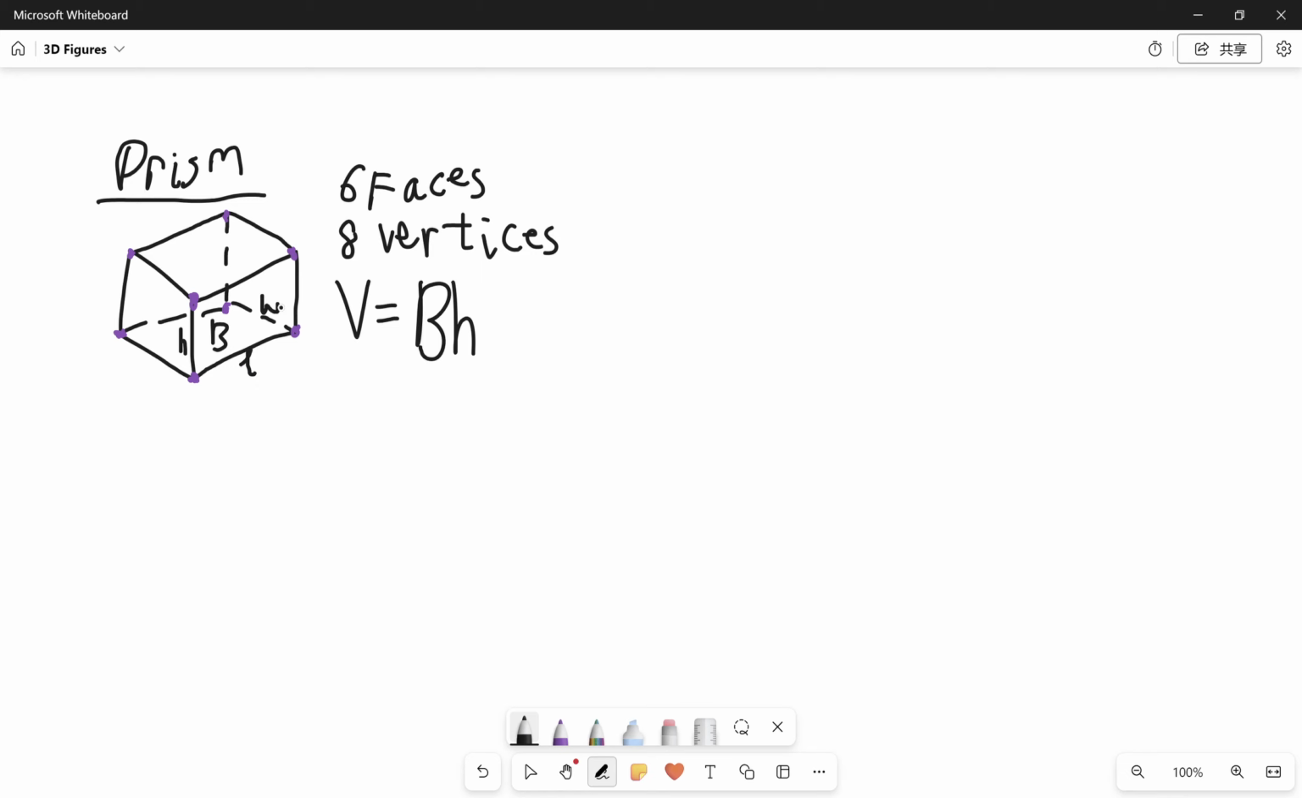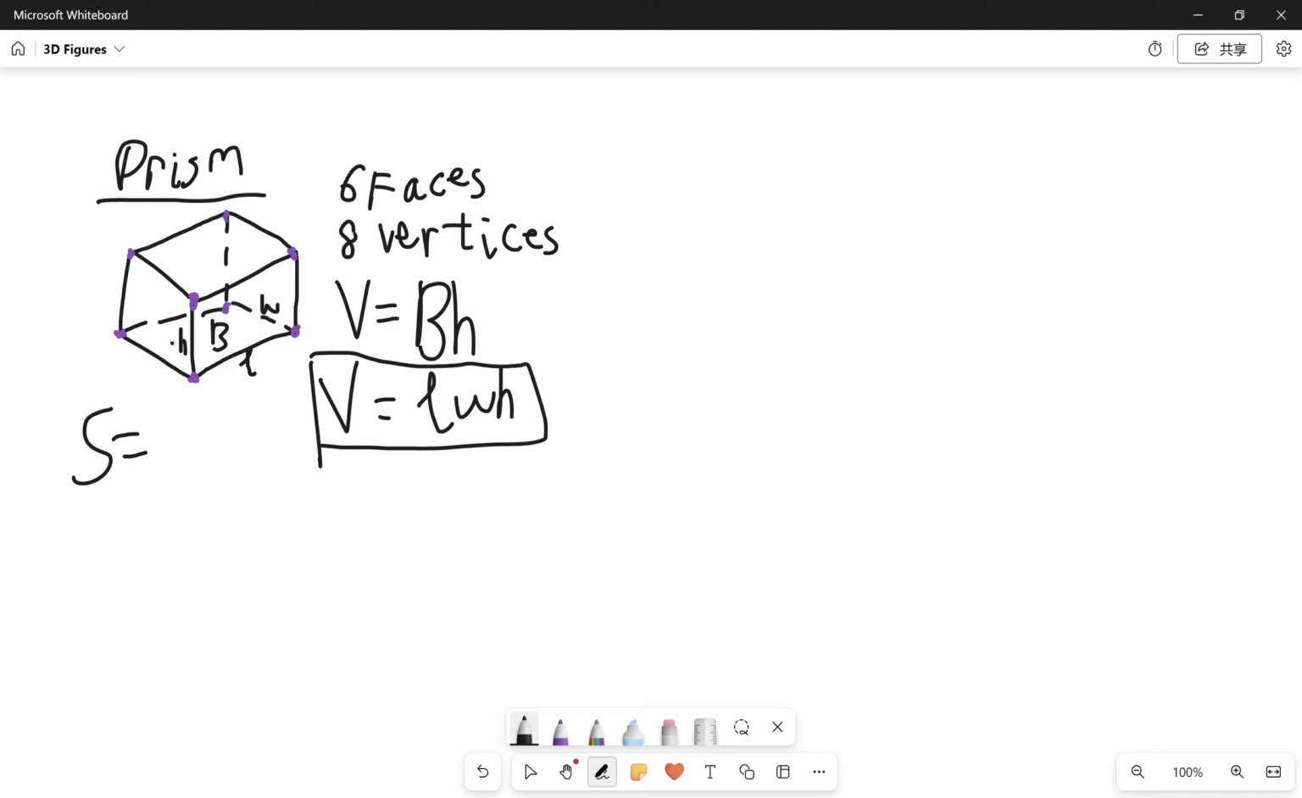How do you calculate the base? A lot of problems won't give you the base directly. They'll give you the length and the width. The width is this side here, and the length is this side here. So the base is just length times width, because the base is a rectangle. Rectangles are equal to length times width. So the volume is equal to L times W times H.